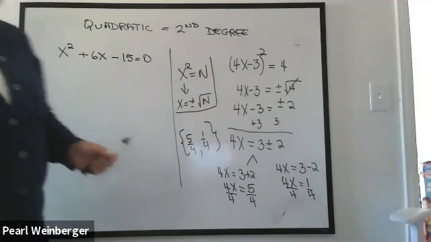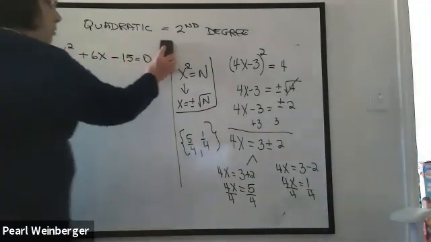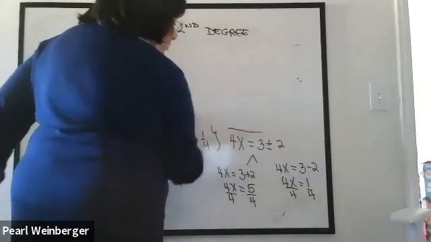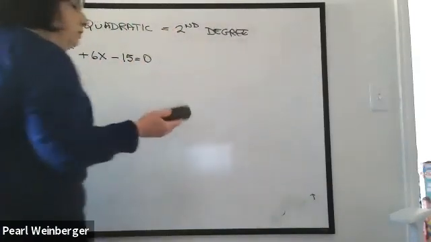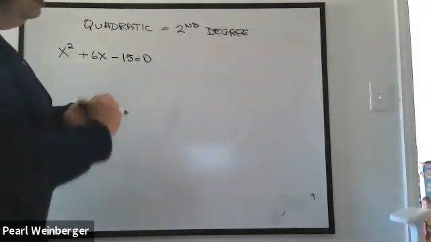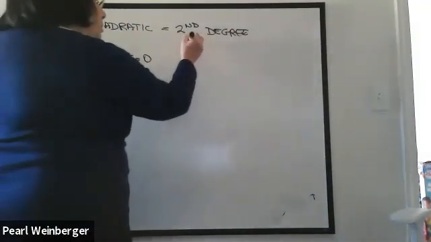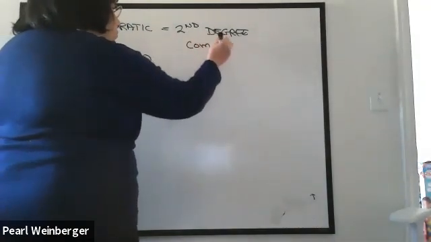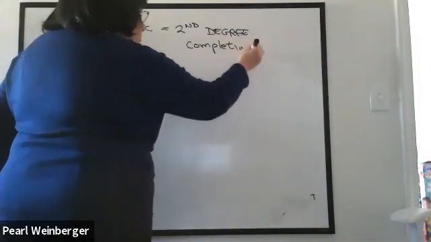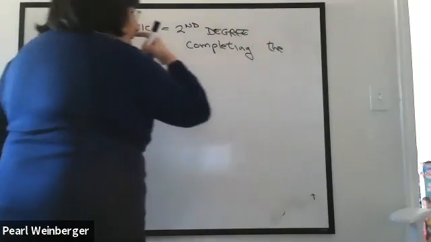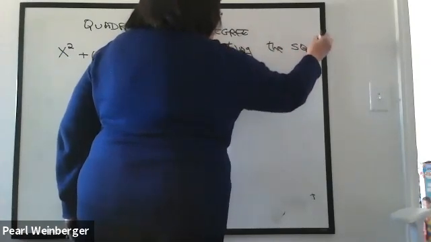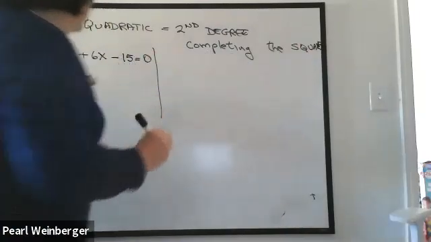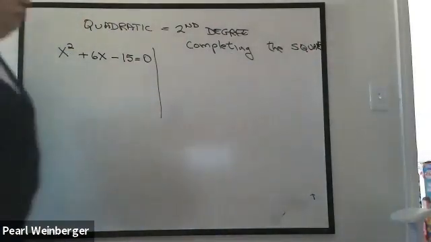I'm going to show you something called, I'm going to erase this, completing the square, which makes use of the square root method, but needs a little bit of extra work. Completing the square. And before I get to this problem, I have to do a little bit of preparation with you.